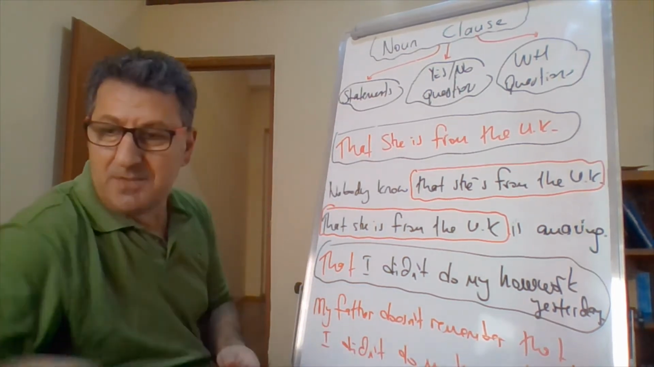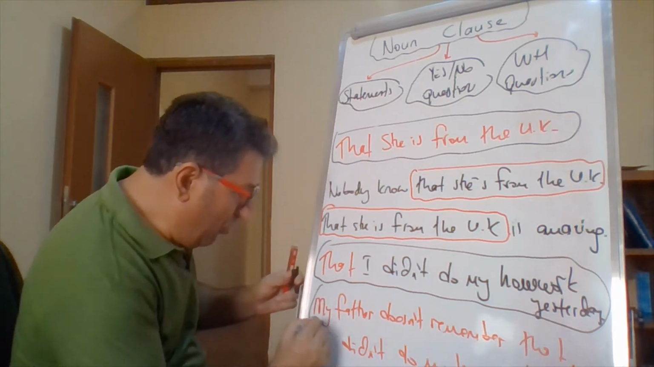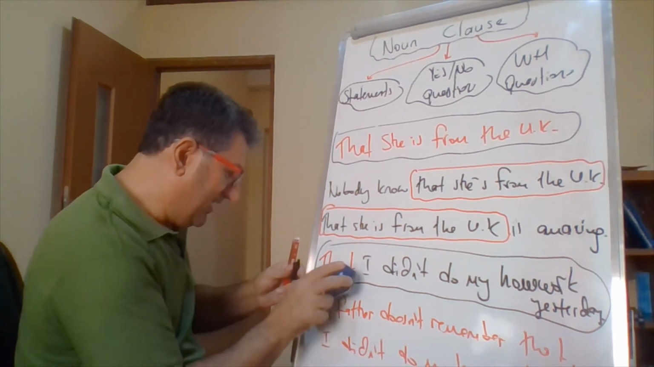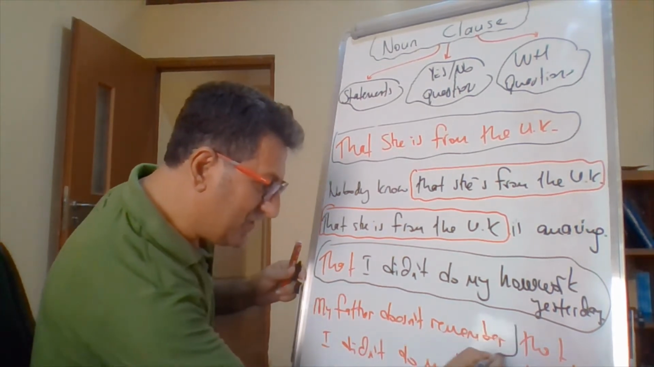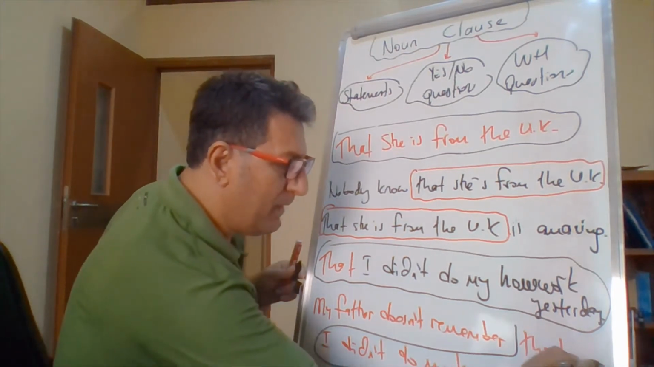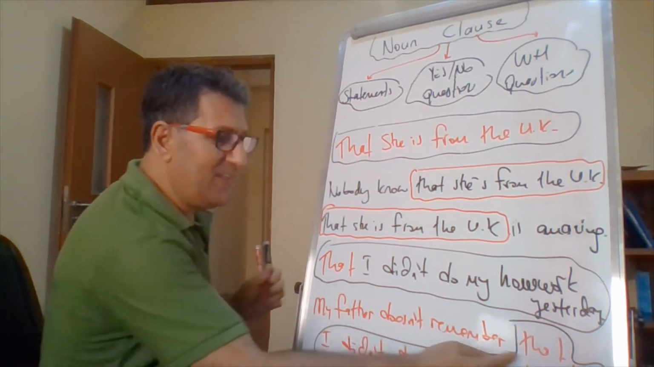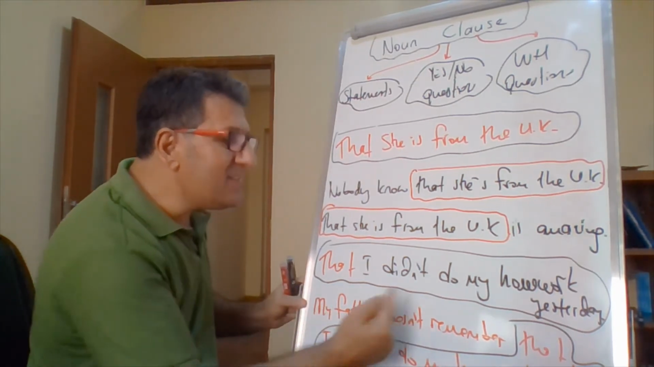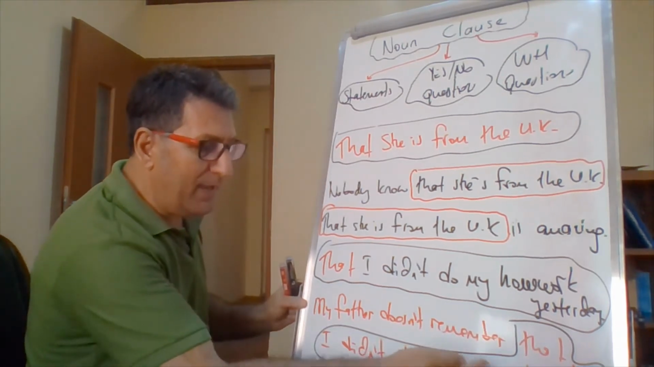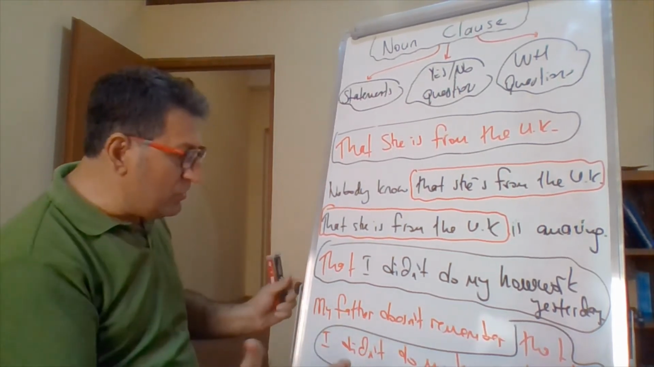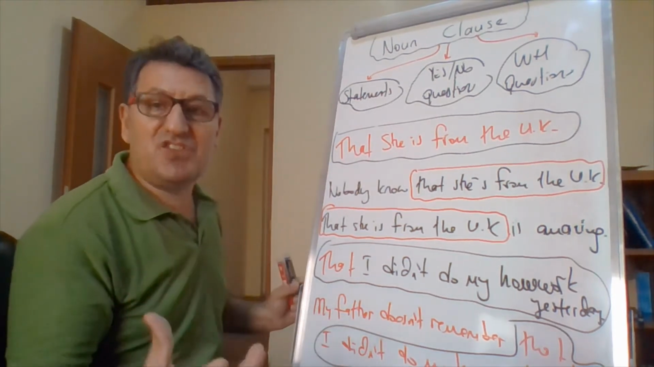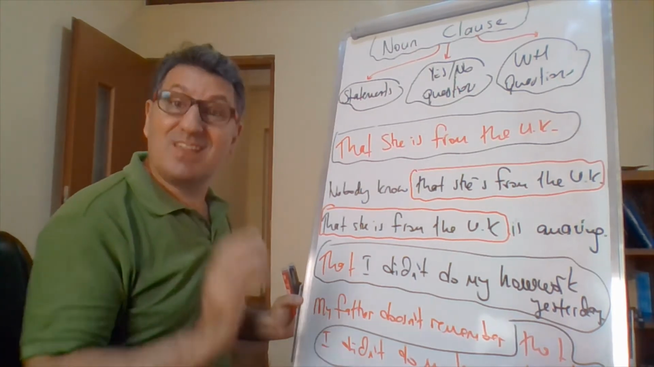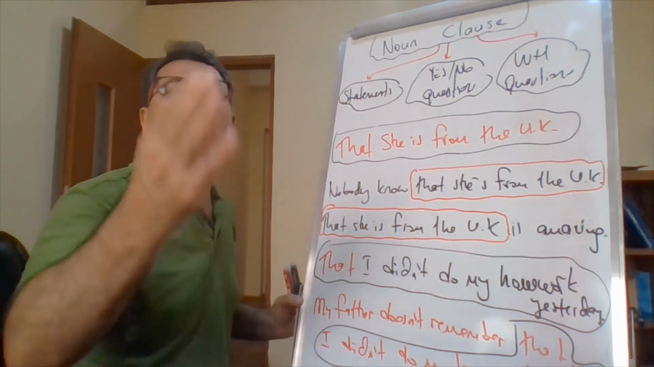Again, guys, as you see, I can create such long sentences. Oh, sorry, I am just marking it in the wrong place. See here. That I didn't do my homework yesterday is the noun clause as the object of my new sentence. My father doesn't remember that I didn't do my homework yesterday. Or you may also use it as the subject of another sentence. For example, that I didn't do my homework yesterday is none of your business.